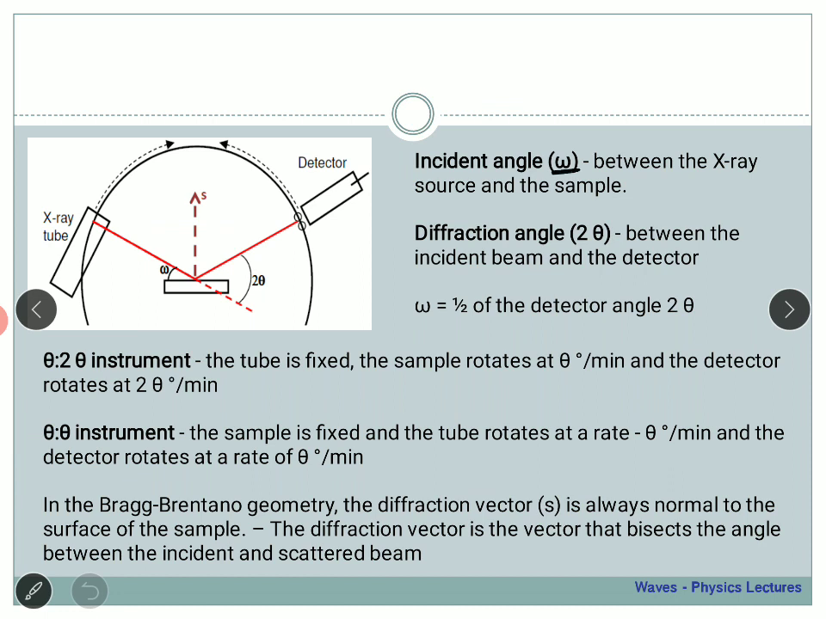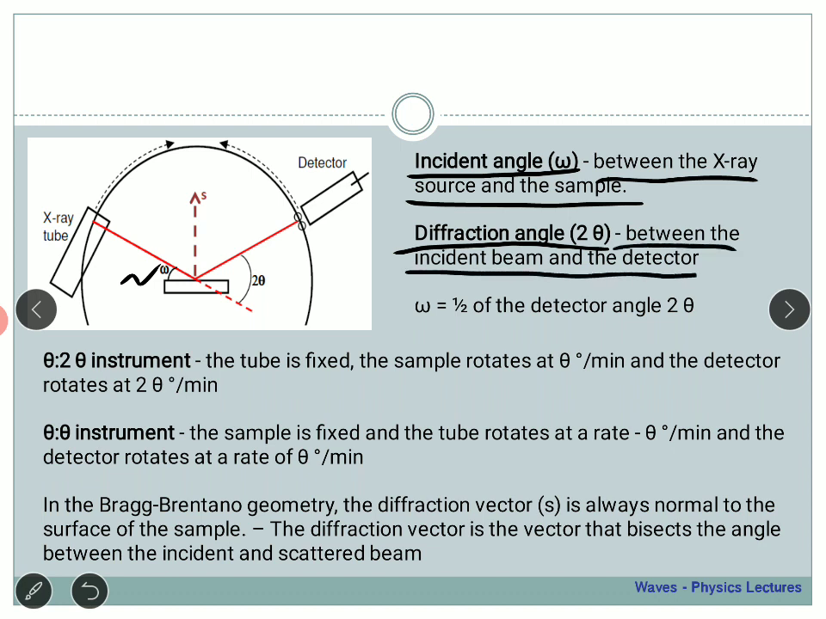So the same thing, which is nothing but theta, is also the incident angle, and this is the angle between the X-ray source and the sample. This is what omega is all about here, and the diffraction angle is usually called 2 theta because that is the angle by which the X-ray is diffracted, and this is the angle between the incident beam and the detector, as I told you in the last slide. And this incident angle is half the detector angle 2 theta.